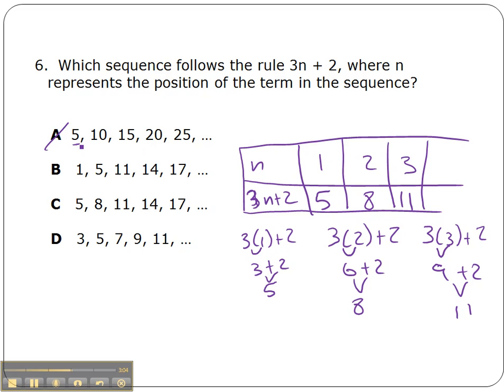This one doesn't work. It starts with 5, but then 10. This one doesn't work, doesn't even start with 5. Here's our answer, 5, 8, 11. If you had time, you could check these other terms. They'll all work. This first term doesn't work in D, so we can rule that one out. So our answer is answer choice C.